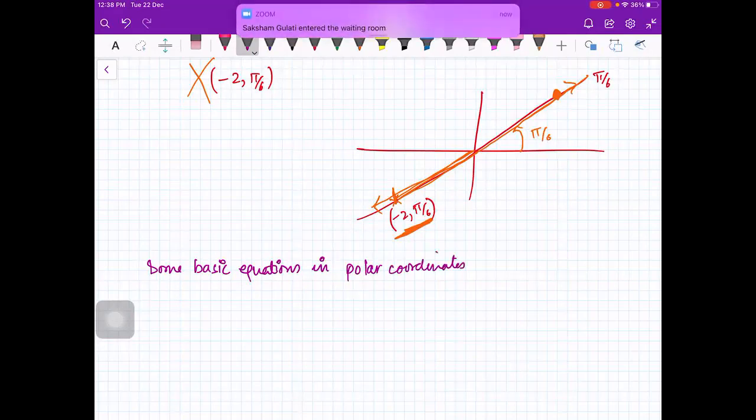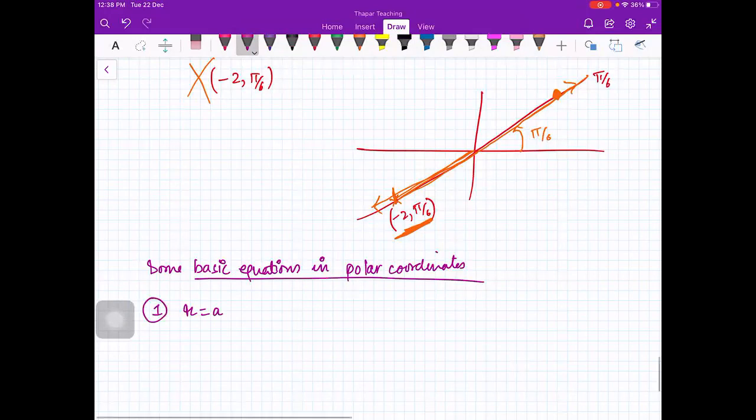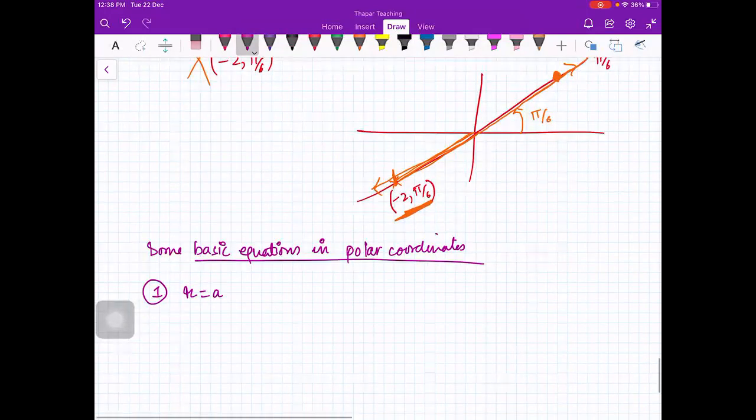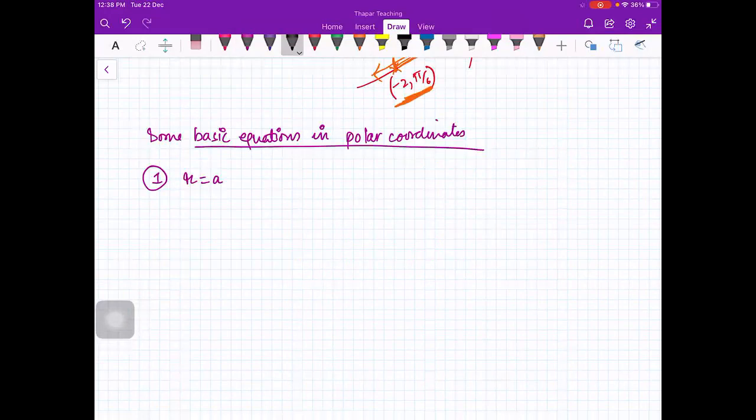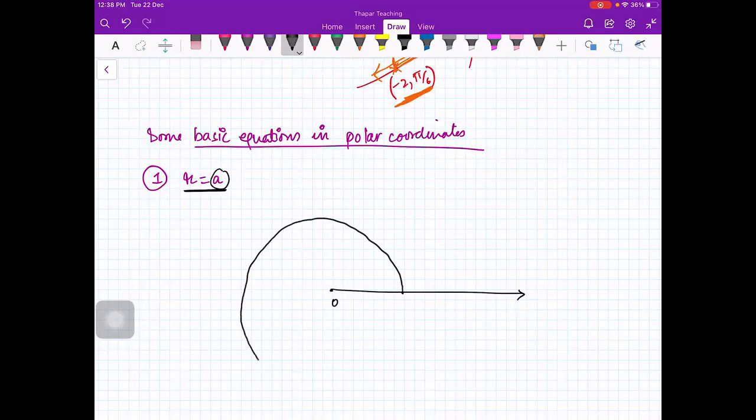So we have r = a. Can you tell me what this is? Can you try to interpret what this equation should be? Circle. Not a straight line, circle. You are saying this is your polar coordinates, right? O and initial axis. You are saying r is constant. r constant means theta can be anything, so you will draw a circle. This is a circle with radius a.